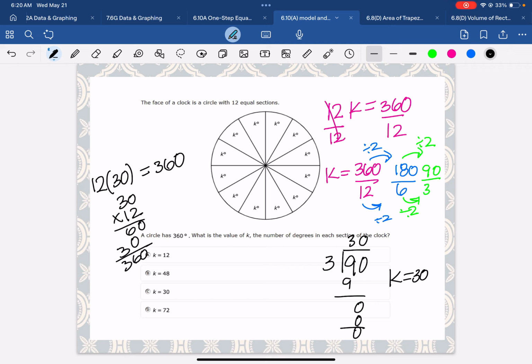Sorry, I try to kind of move it up because I know this video is getting a little long. So 360 is equal to 360. So yep, we are correct. The answer is k equals 30, with the answer choice of C.